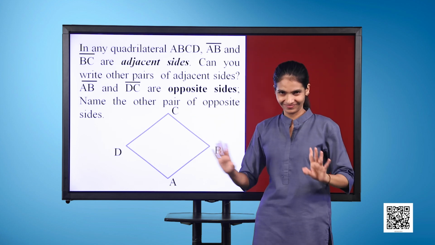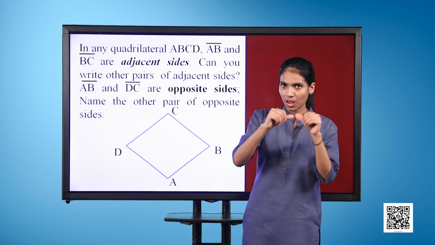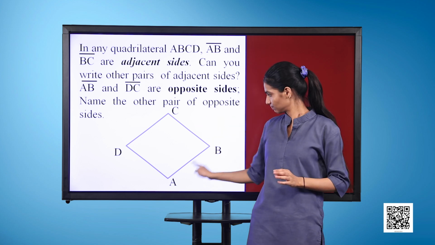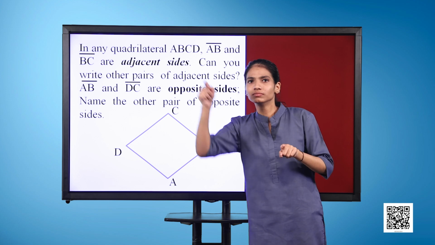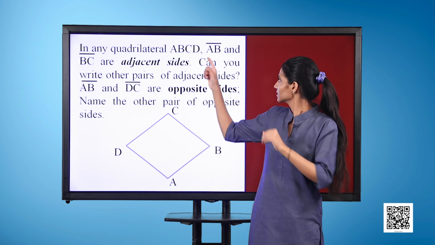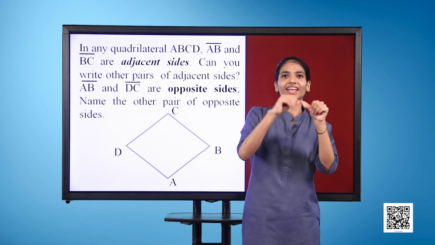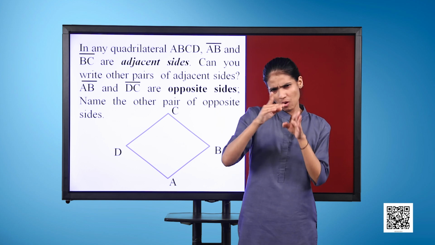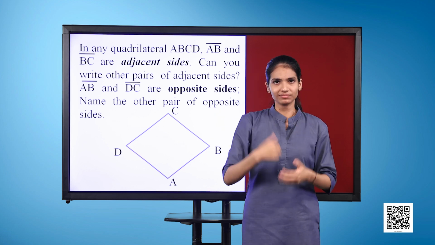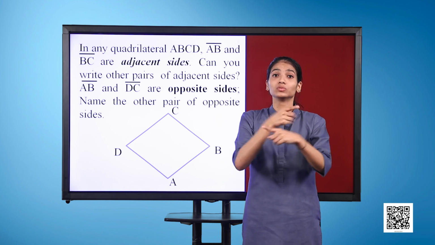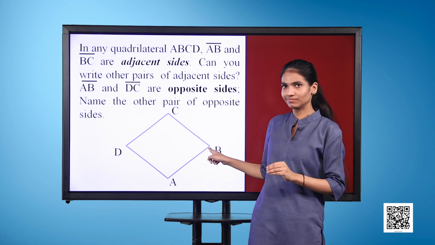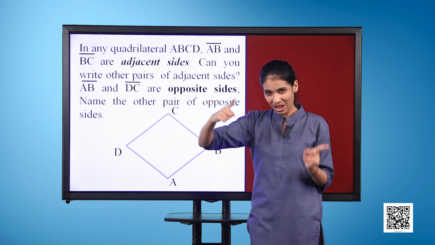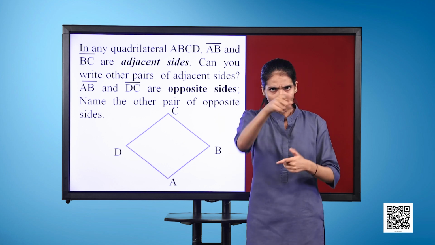In any quadrilateral ABCD, AB and BC are adjacent sides. Can you write other pairs of adjacent sides? AB and DC are opposite sides. Name the other pair of opposite sides.